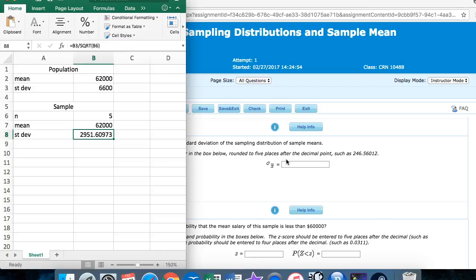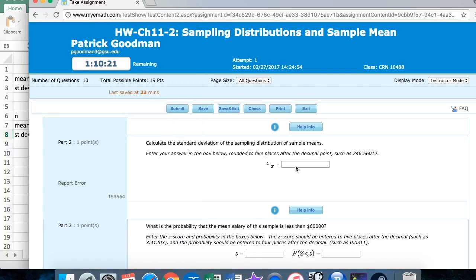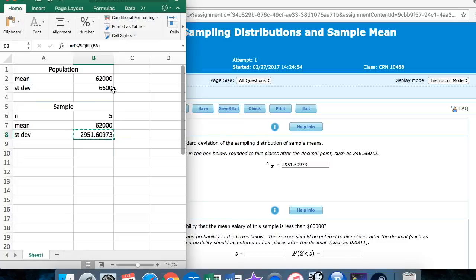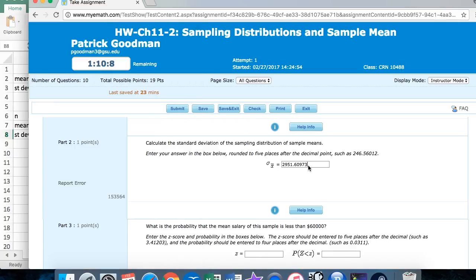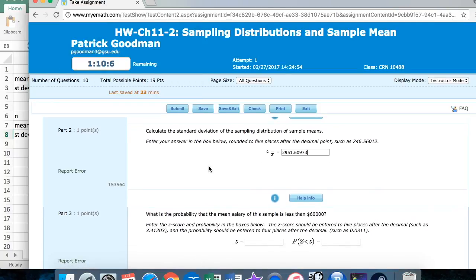So that's what I would put in here, and it wants it to 5 decimals. So I'll just copy this, throw it in here. 1, 2, 3, 4, 5. Ooh, maybe I should. It's rounded. Okay, it's rounded to 5 decimals. So actually, I think we're good. It should work. It shouldn't count it as wrong, I hope.